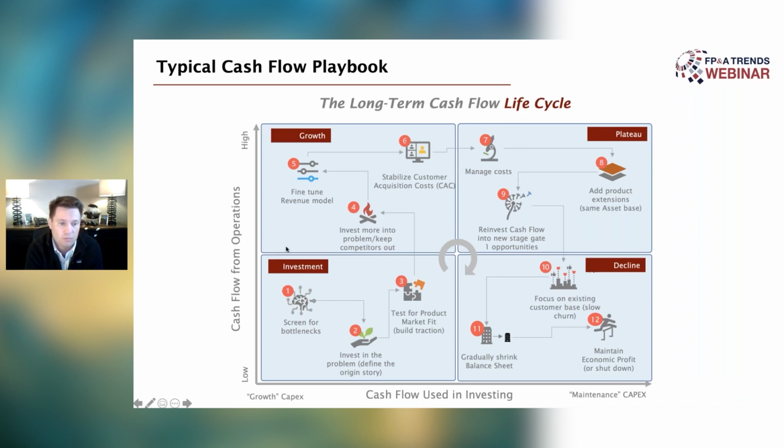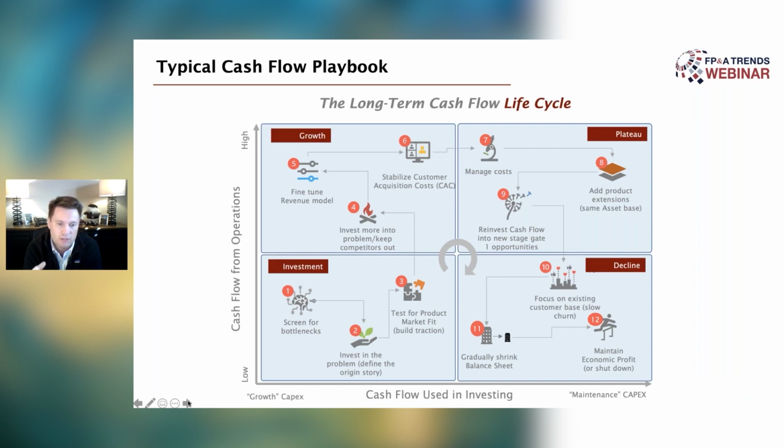And eventually, hopefully, you're reaching maximum market share, and you're stabilizing your customer acquisition costs, which switches you over more into a plateau type mindset where you're able to manage your costs better because you're keeping your market share high. You can now reduce some of your overhead costs, and your CapEx switches more to a maintenance approach. If you want to extend that plateau stage, you're thinking about product extensions and things like that on the same asset base and so forth.